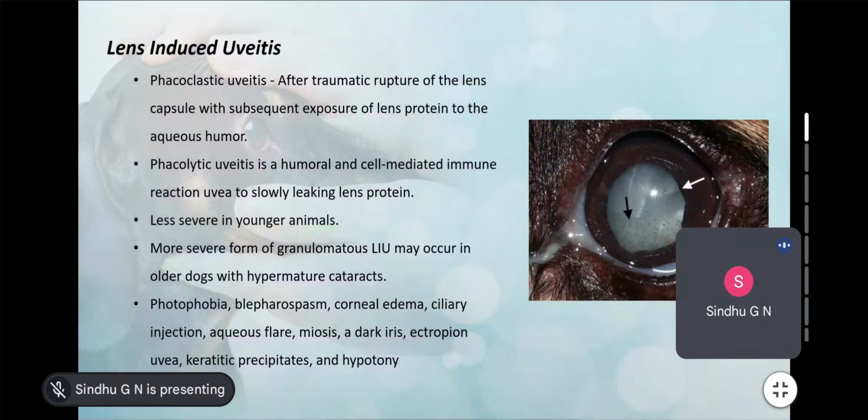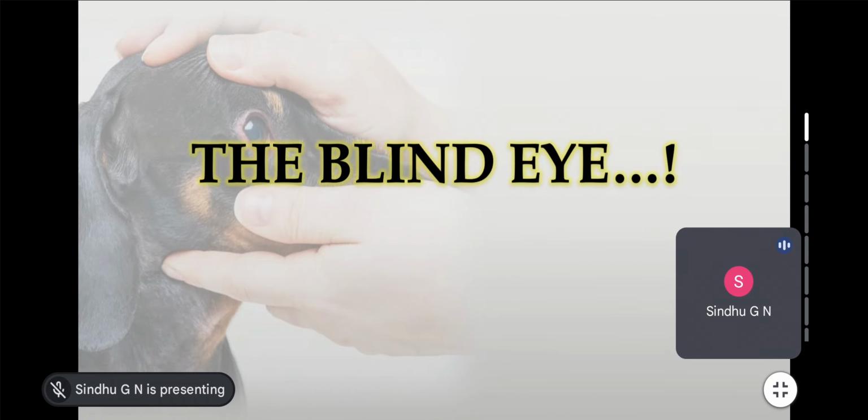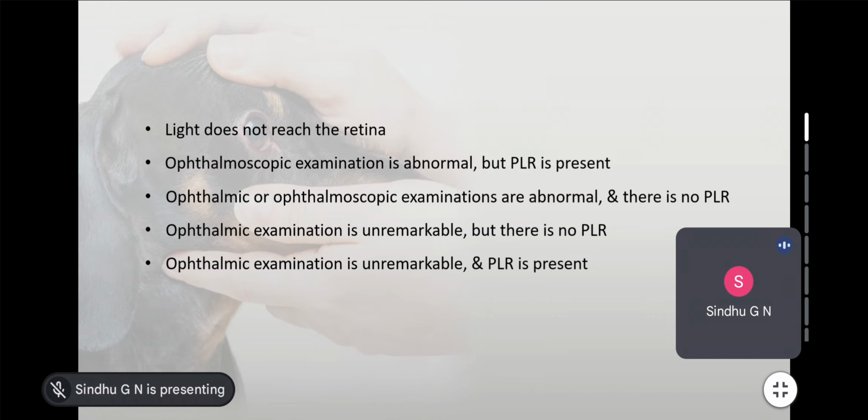Next one is the blind eye. So basically, there are five possibilities for a blind eye. One is blind with light not reaching the retina. Second, blind with the ophthalmoscopic examination abnormal, but pupillary light response present. Third, ophthalmoscopic examination abnormal and there is no PLR. Next, ophthalmic examination is unremarkable, but there is no PLR. Then unremarkable ophthalmoscopic examination and a positive PLR, but the pet is blind. These are the five possibilities.